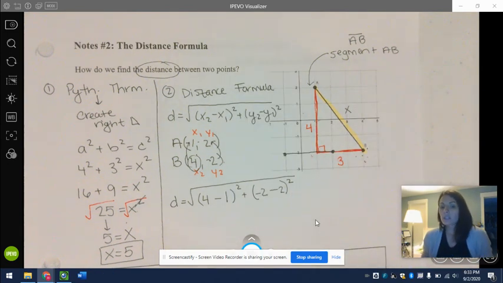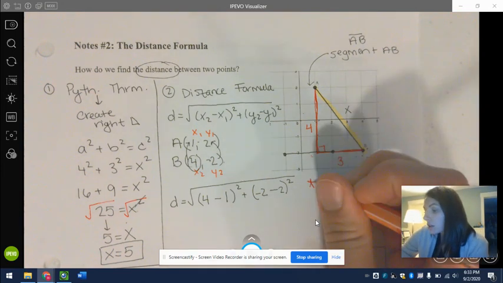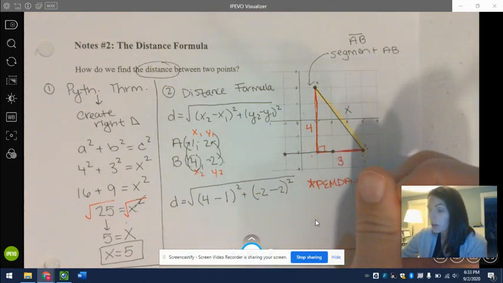Now, when we're using the distance formula, we want to be careful about positives and negatives. Okay, just like with slope, I can end up with a minus, a negative, and then that's going to make it a positive. Another thing we want to be careful of here is order of operations. So we don't want to forget about PEMDAS. Okay, order of operations.